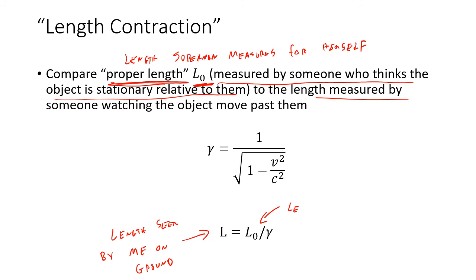Right? While he's flying through the air, he whips out a measuring tape and measures from his toes to the top of his head. And he gets 6'10", or I don't know how tall Superman is. Plug that length in here. Divide by gamma, which makes it much smaller, and that's the length that I will see as he flies past me.